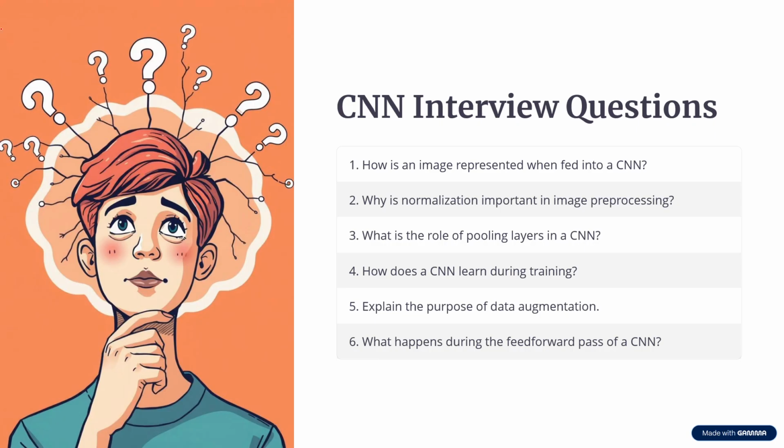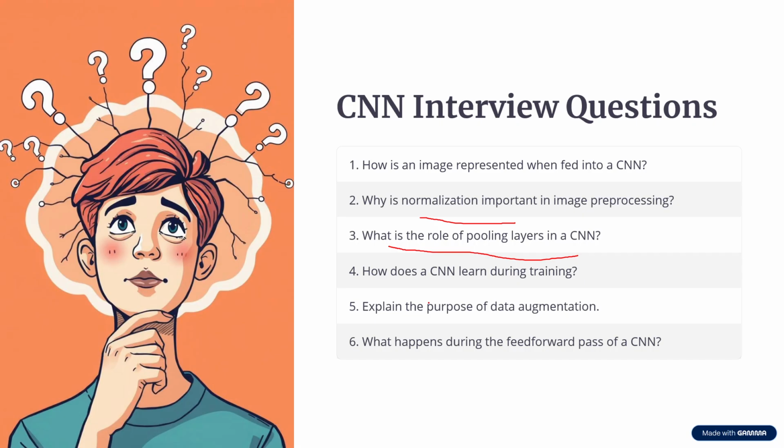The first question tests understanding of image to matrix conversion. Why is normalization important? It checks if you know how it improves training efficiency. What is the role of pooling layers? It tests understanding of dimensionality reduction and feature importance.